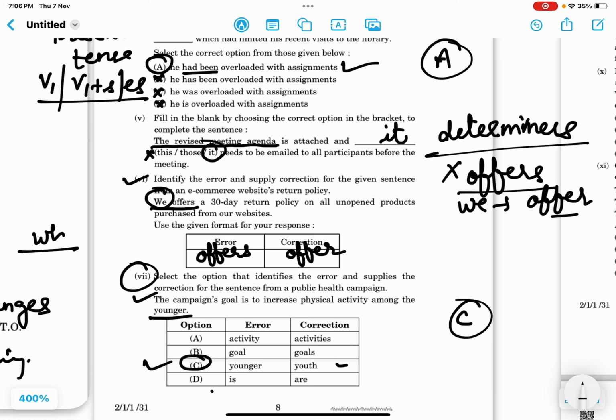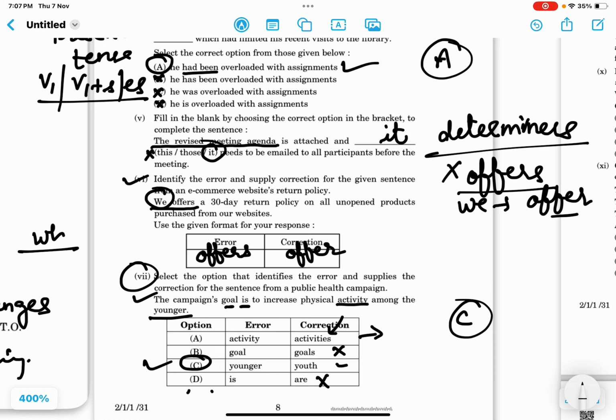But suppose you are not able to do so, then what can you do? The other option is you can try all the 4. See, first of all, activity. If we replace activity with activities, then what would the sentence be? The campaign's goal is to increase physical activities among the younger. So it may be the correct option, right? So keep it. See the next one, goal and goals. So the campaign's goal is the singular verb. So we can't change goal because if we are changing goal into goals, then we need to change is into are as well. So this is wrong. So B option is wrong. And then once again is changing into are.